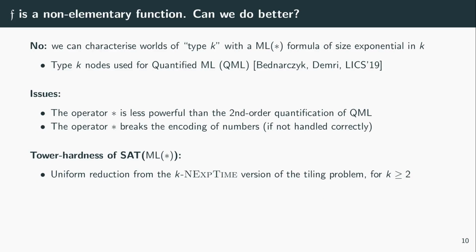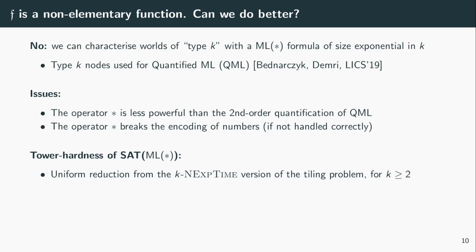Now, characterizing a node of type k in ML star is quite tricky. First off, we don't have second-order quantification à la quantified ML. The star is strictly less powerful than second-order quantification. And also, we know that we are encoding the numbers inside nodes using the children and descendants of those nodes. And we know that the star will break the accessibility relation if not handled correctly. And so we will not be able to retrieve the number that a certain node encodes. Regardless, in the paper we show that this can be done.